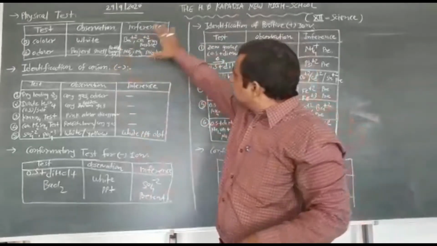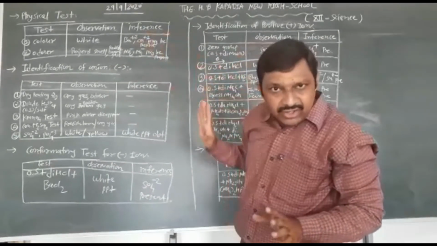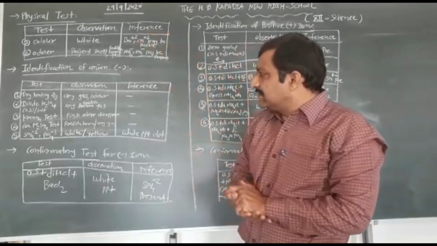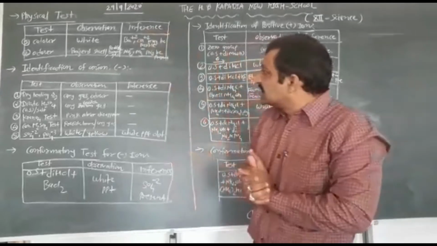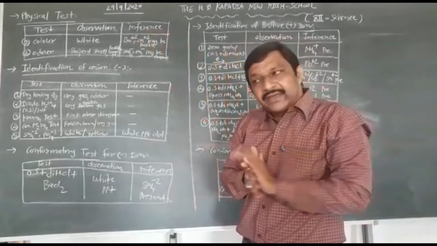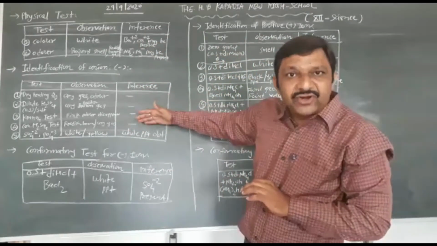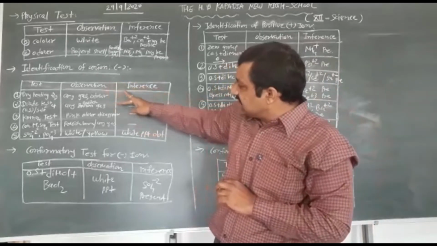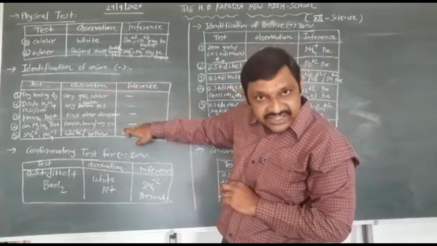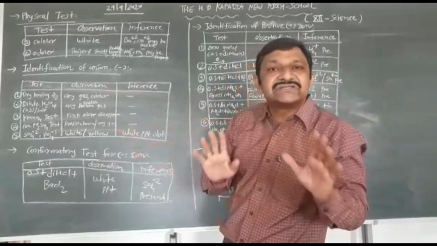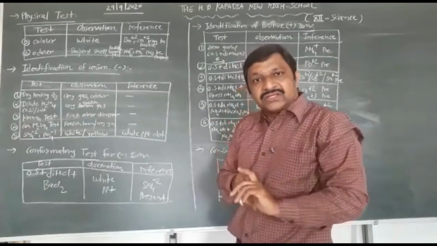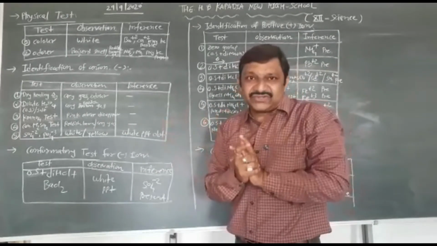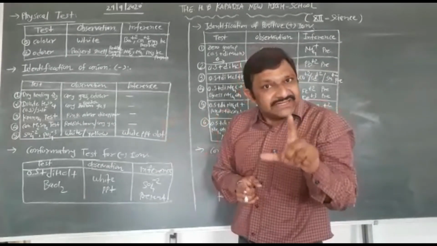First of all, here is your physical test: color and odor. Then you have to perform the anion tests first. Here is your test for anion: dry heating test, dilute sulfuric acid test, KMnO4 test, concentrated sulfuric acid test, and the last one, the sulfate test. Here is MgSO4, so the negative ion is sulfate.